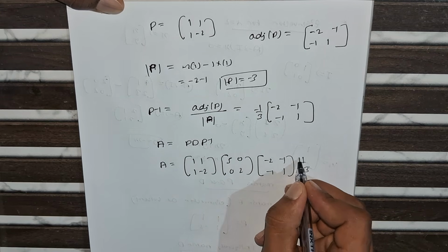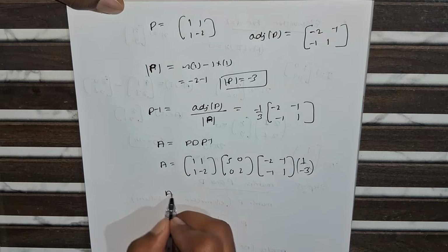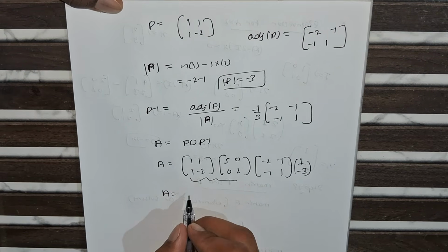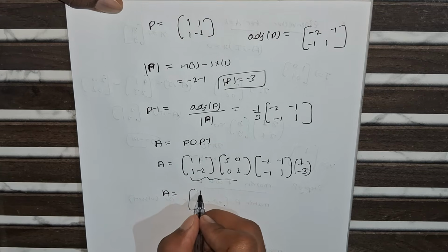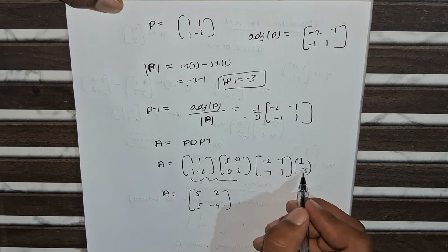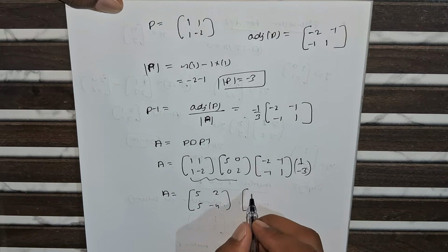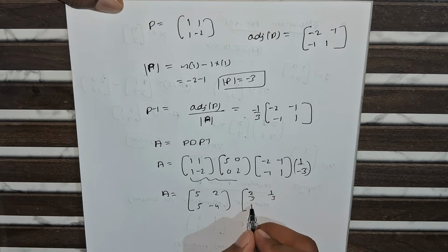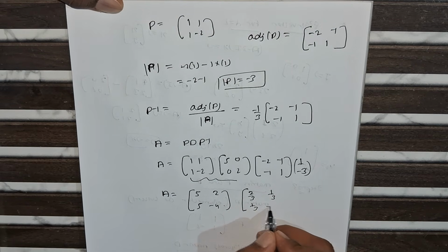So now A equals, first we solve these two matrices. When you solve them, they become 5 2 5 minus 4. Now multiply minus 1 by 3 into this matrix. It becomes 2 by 3, 1 by 3, 1 by 3, and minus 1 by 3.